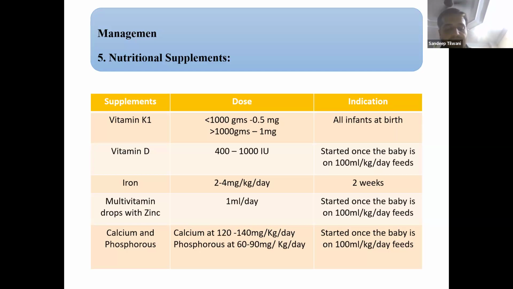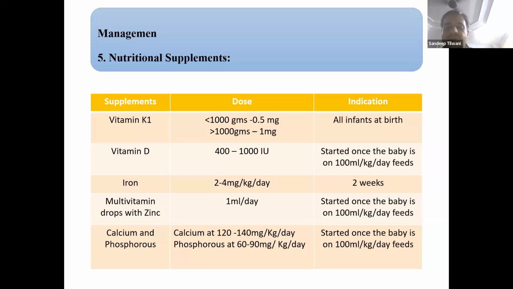Okay, so vitamin K is a universal practice for all babies, irrespective of the weight. We have to give vitamin K. If the baby's weight is less than 1 kg, we give 0.5 mg. If it is more than 1 kg, then we give a dose of 1 mg. Even if the baby is normal birth weight or low birth weight, whatever be the weight and whatever be the gestation, for all babies we have to give vitamin K at the time of birth.